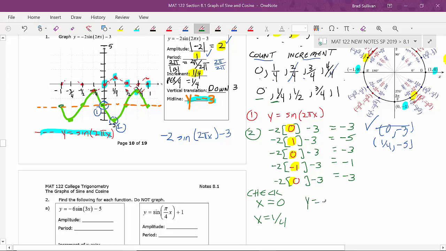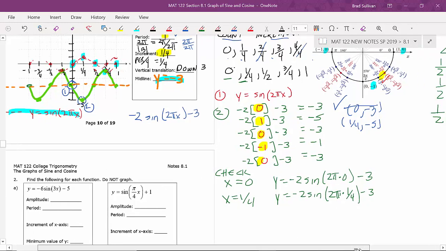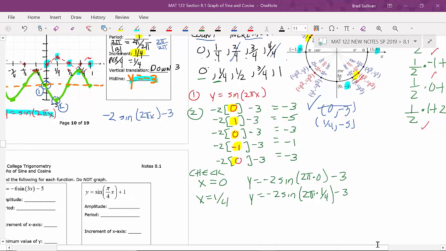Okay, go y equals -2 sine 2 pi times 0 minus 3. Plug into this whole function. Then you have y equals -2 sine 2 pi times 1/4 minus 3, and see if it matches what you ended up getting. If the first 2 points are okay, then you're probably fine.